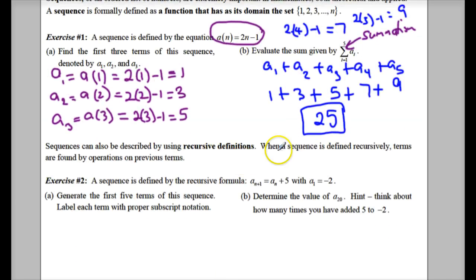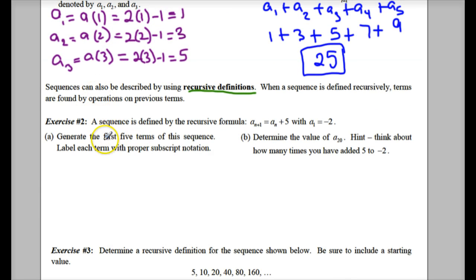Now, keep going on. It says a sequence can also be defined by using a recursive definition. When a sequence is defined recursively, terms are found by operation on a previous term. So this is saying the next term in line consists of something previously. So let's look at this example. A sequence is defined by a recursive formula: a sub n plus 1 is equal to a sub n plus 5, with a1 equals negative 2. Generate the first 5 terms.